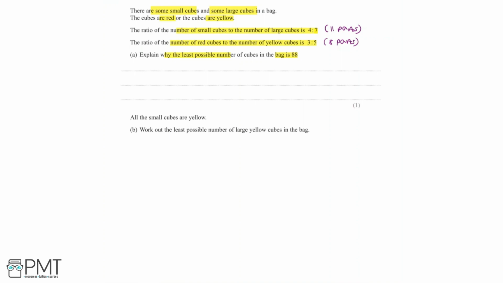And so what this question is really asking us to find is the lowest common multiple of 11 and 8 in order for the two ratios to have the same total. And so the least possible number of cubes in the bag is equal to 88 because the lowest common multiple of 11 and 8 is 88.